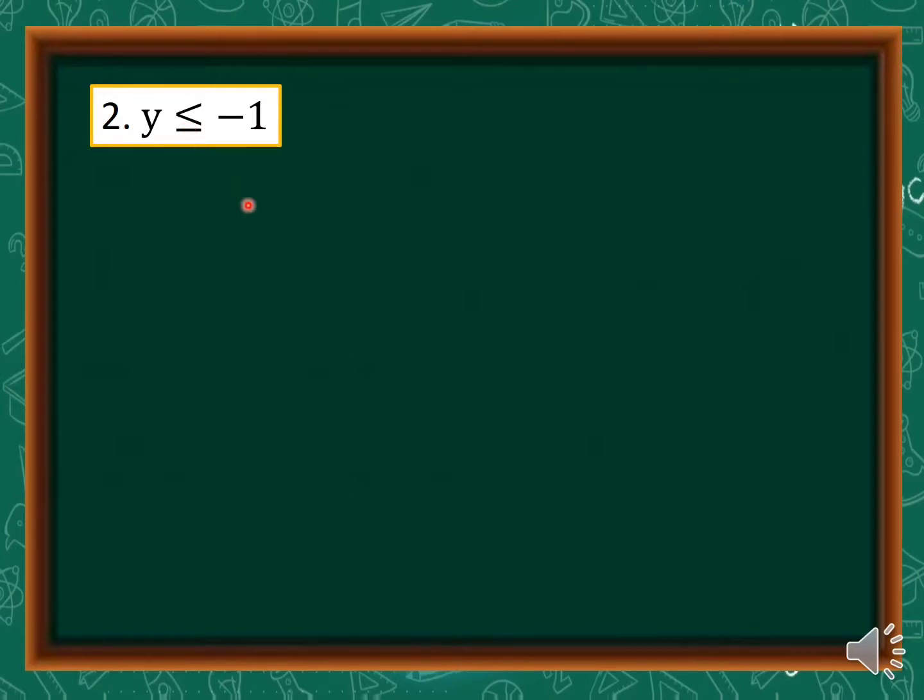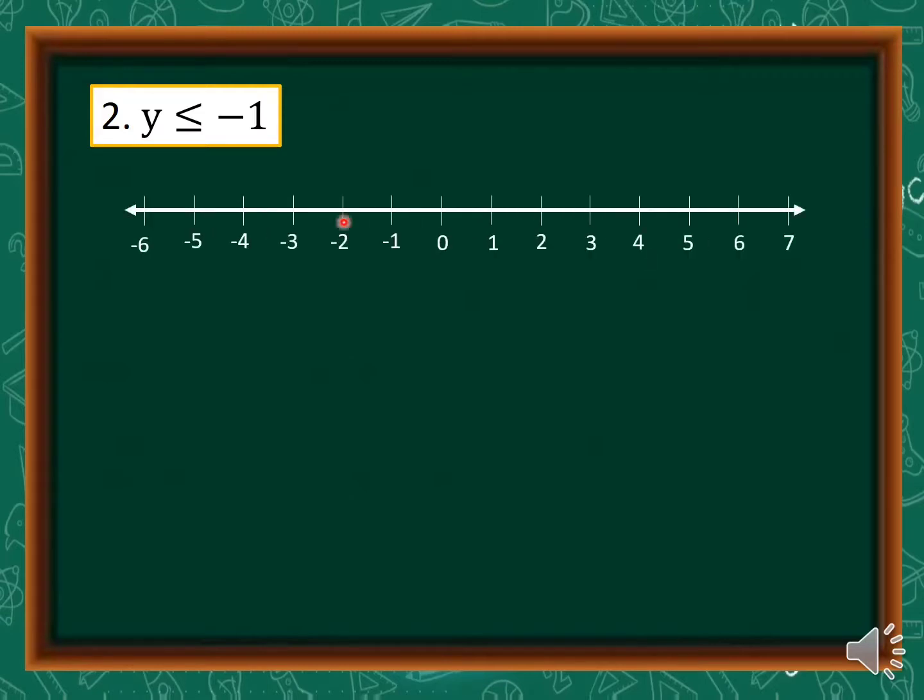Did you understand? So here, again, we will draw a number line and then draw a point at the critical point, which is negative 1. Since negative 1 is included, we will use the solid circle or solid point. Do you understand the difference between solid and hollow? If the critical point is included in our solution set, we will use a solid point.